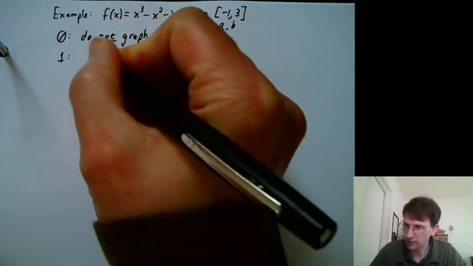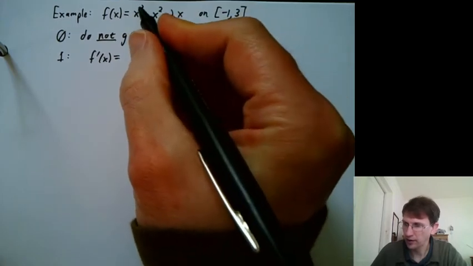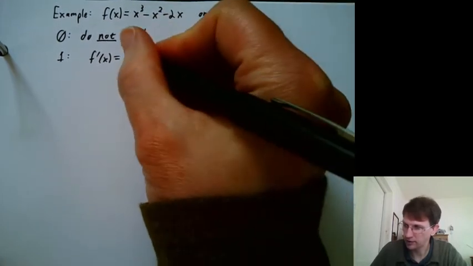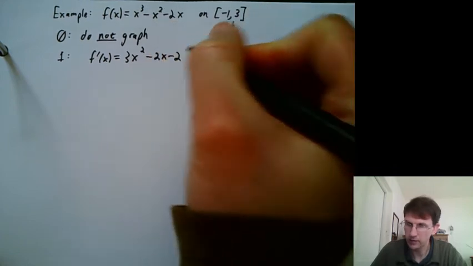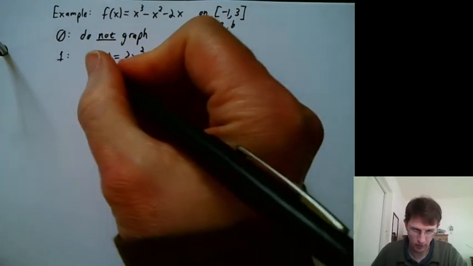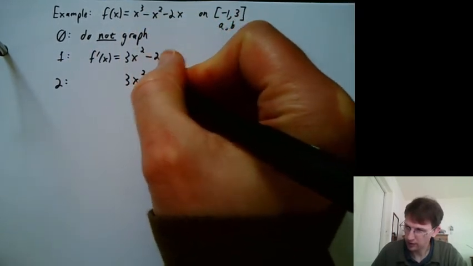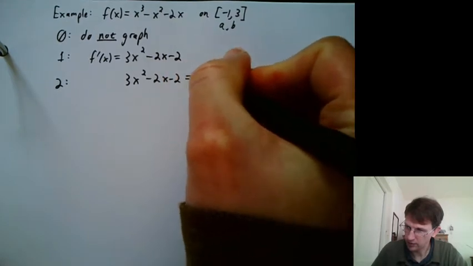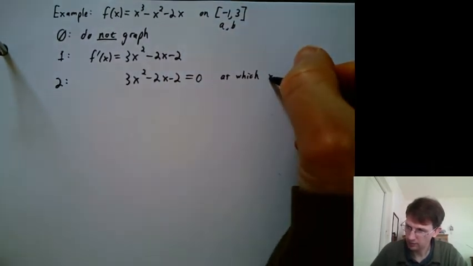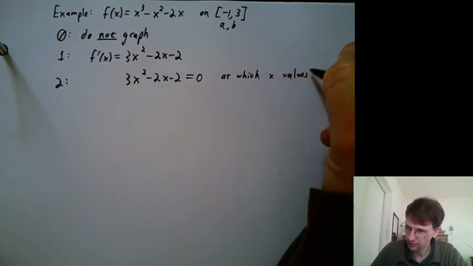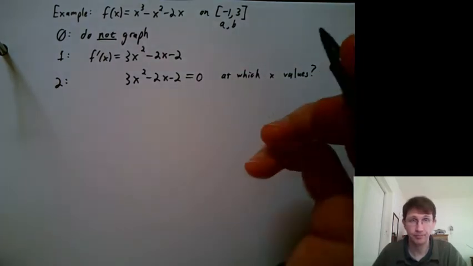Step 1, take the formula-based derivative. So f prime of x, what's the derivative of x cubed minus x squared minus 2x? You get 3x squared minus 2x minus 2. Step 2, set that formula equal to 0. So we'll say 3x squared minus 2x minus 2 equals 0 at which x values? Can you think how would you solve this kind of by hand?